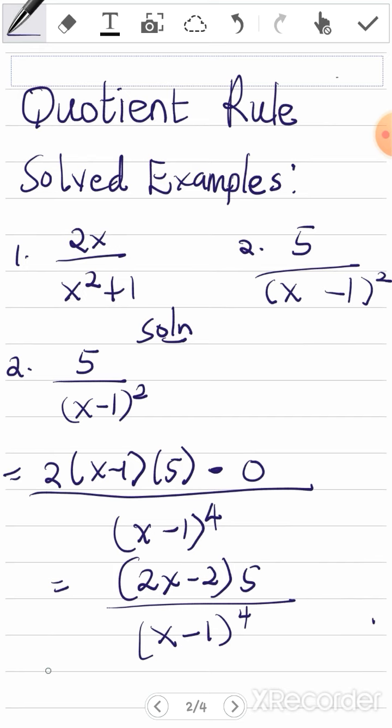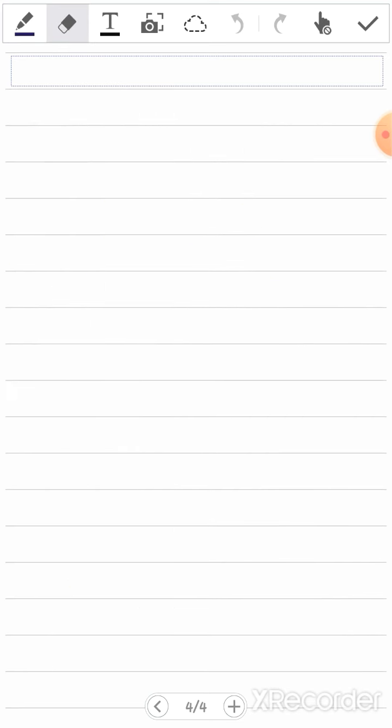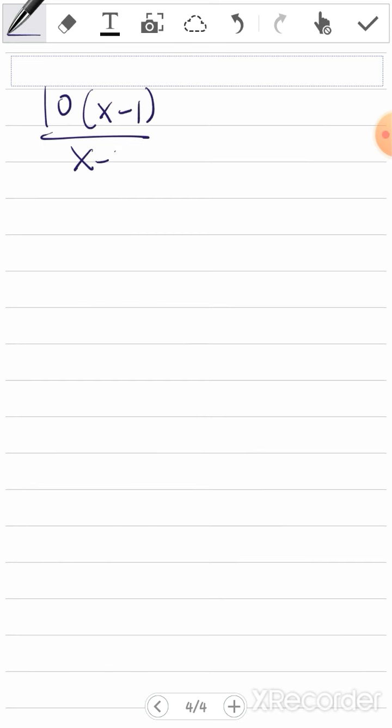We will simplify and get something like 10 times x minus 1 over x minus 1 to the power 4. You can see there is an x minus 1 here, and another x minus 1 here which is raised to the power 4, so we can cancel out to get 10 over x minus 1 to the power 3. So we're done for the whole thing.